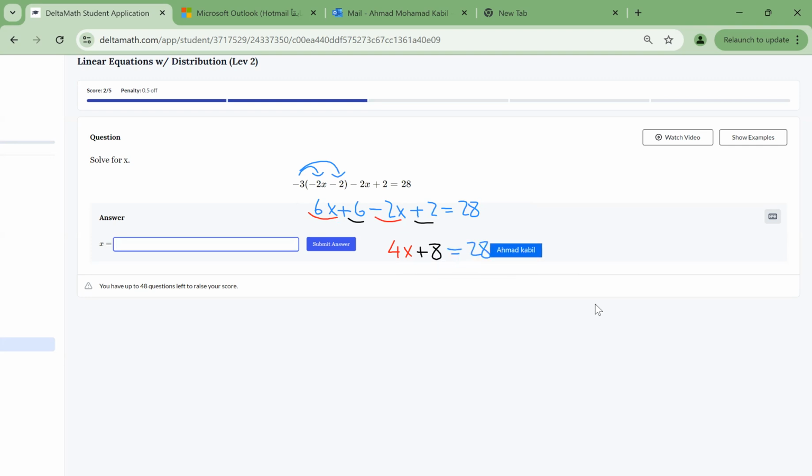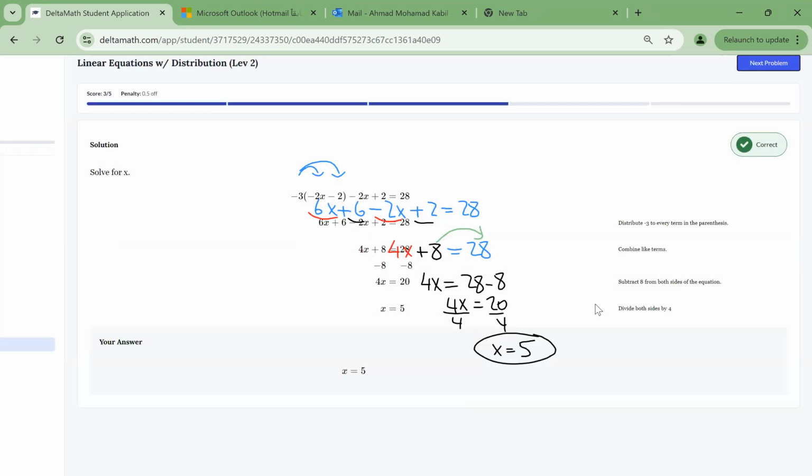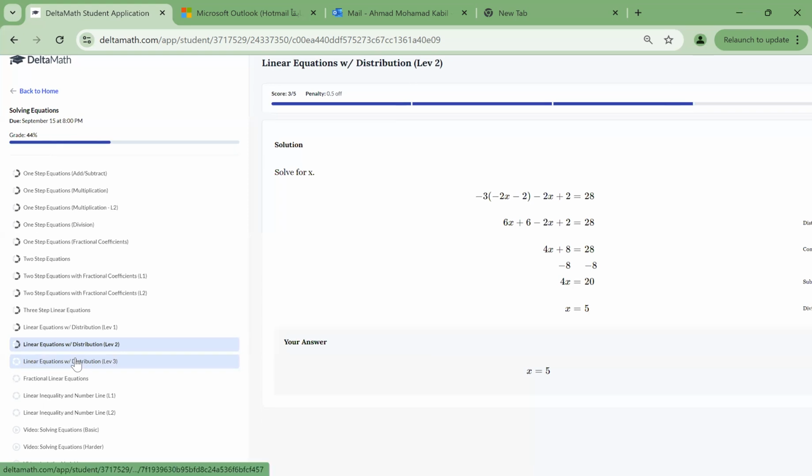Let's take the 8 to the right-hand side. So we get 4x equals 28 minus 8. 4x equals 20. Divide by 4 on both sides. X equals 5. So let's type in 5 here. And that is correct as well. So let's move on to level 3.